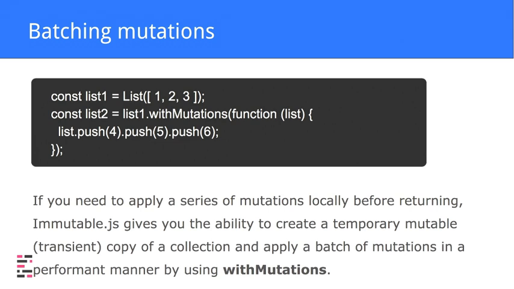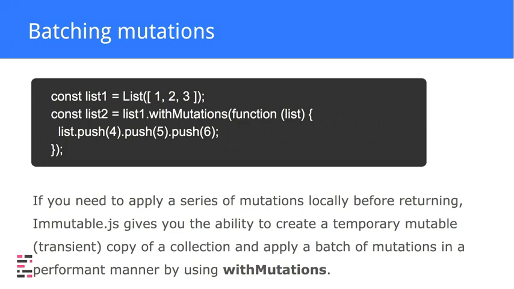it's almost similar to a sec, in that it doesn't create multiple collections. It basically creates a temporarily mutable copy of the collection and then applies a batch of mutations in a performant manner. So if you've got a ton of mutations, or several mutations that you think will be costly, you can use batch mutations to increase the performance.